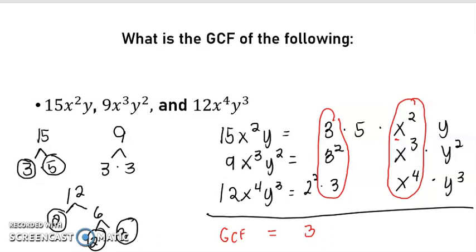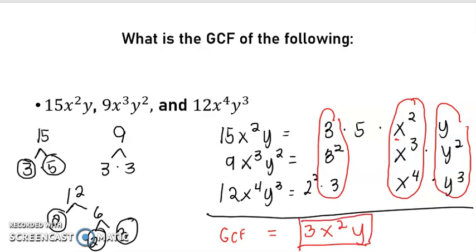We will have 3x squared. And the same thing with y. The one with the lowest exponent is y. Okay? Therefore, the GCF of these three monomials is 3x squared y.